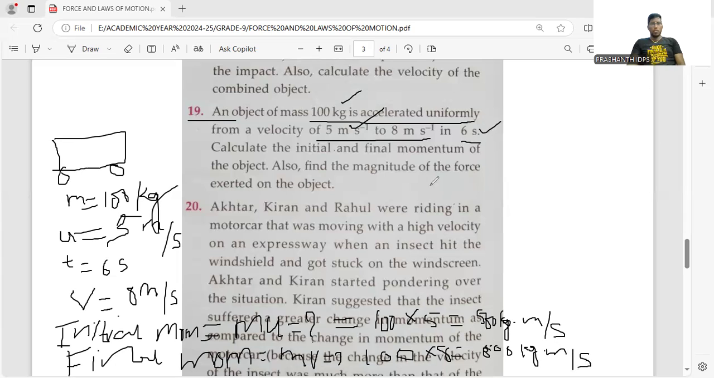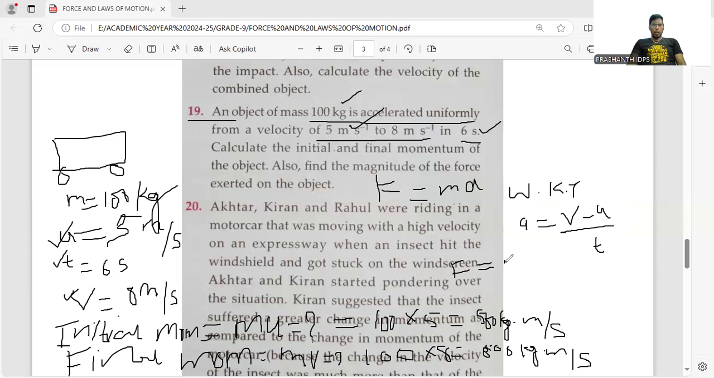And it is also asking to find the magnitude of force. So what is the force formula? F is equal to m into a. Okay, but here acceleration is not given. In place of acceleration, he has given u, v, and t values. So we know the formula, right? You write down, we know that a is equal to, what is the acceleration formula? a is equal to v minus u by t. So you may substitute in the formula: F is equal to m into, in place of a, I'll write v minus u divided by t.